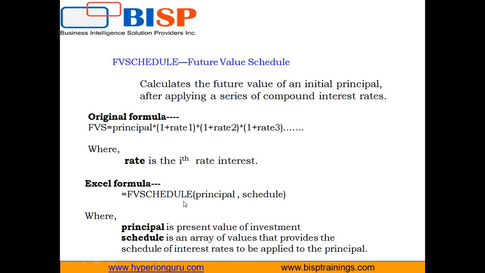But in Excel, FV schedule takes two arguments. The first one is the principal, the present value of the investment, and the second is the schedule. It is an array of values that provides the schedule of interest rates to be applied to the principal. If provided as a range of cells, this may contain numeric values or be empty, and empty cells denote a zero interest rate.